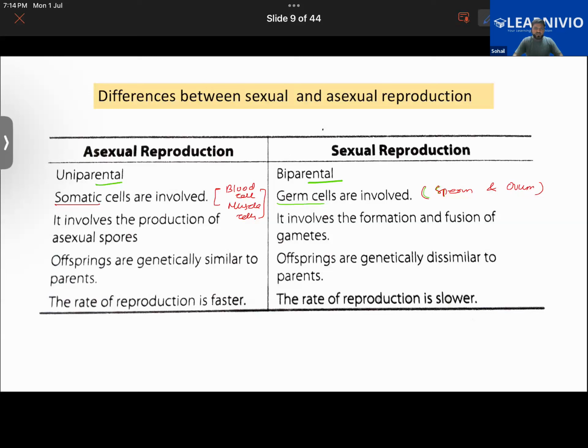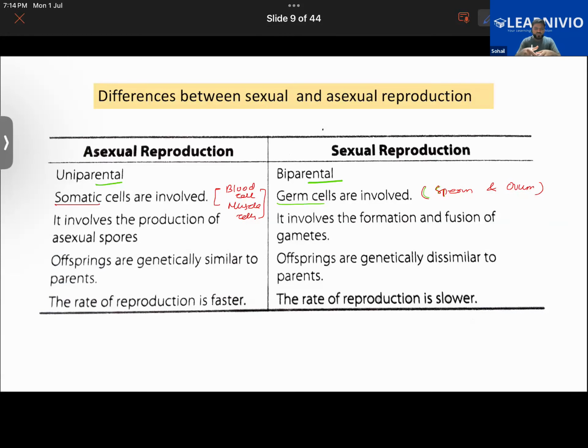Getting it? While in the case of the female child, the ovum is already present in the ovary since the birth of the child, but it is at puberty only that in the menstrual cycle it is released. So that's a different case. So formation and fusion of gametes takes place in sexual reproduction, while in asexual reproduction, no such thing happens. Getting it? No female or male sex cells.